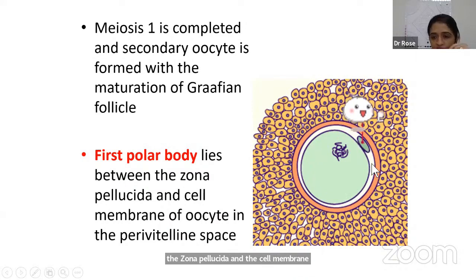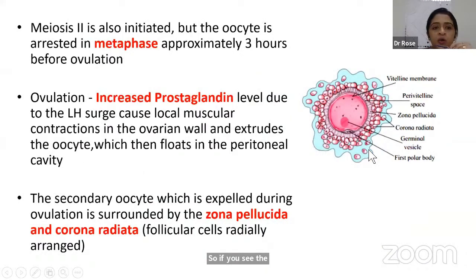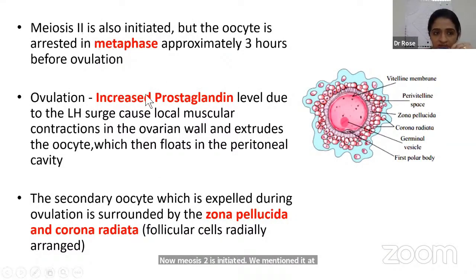That space is actually known as the perivitelline space. So if you see the perivitelline space, you can say that the first meiotic division is complete and the first polar body is released. Now meiosis 2 is initiated. We mentioned that at the time of ovulation, it is arrested in the metaphase.